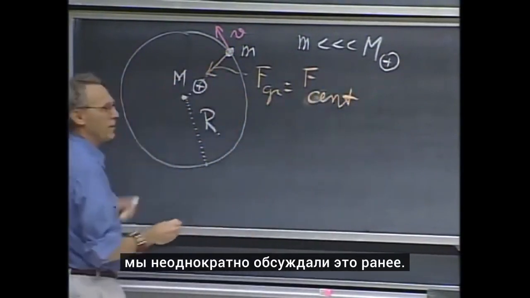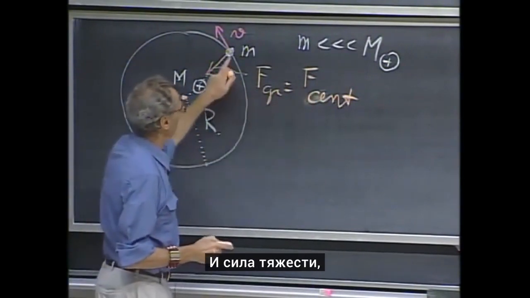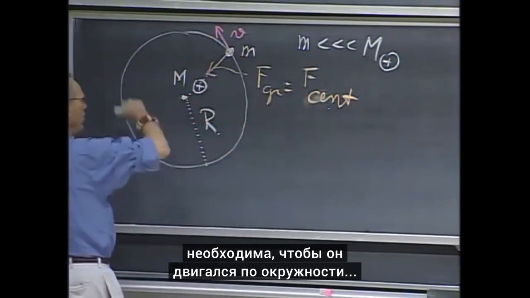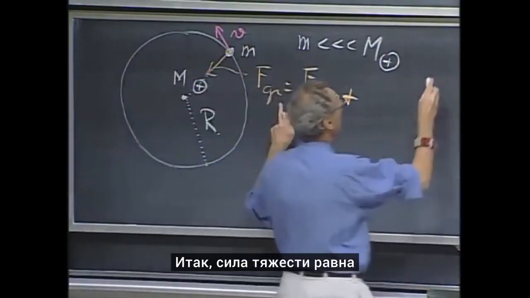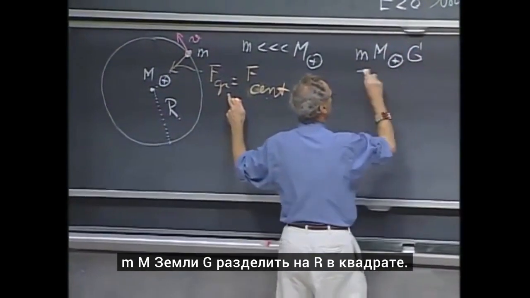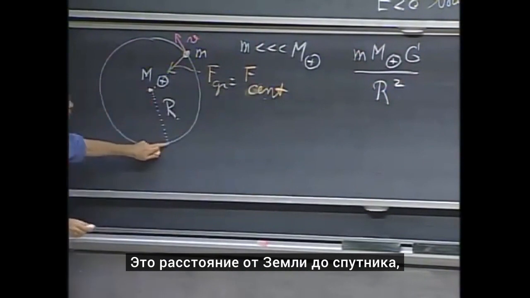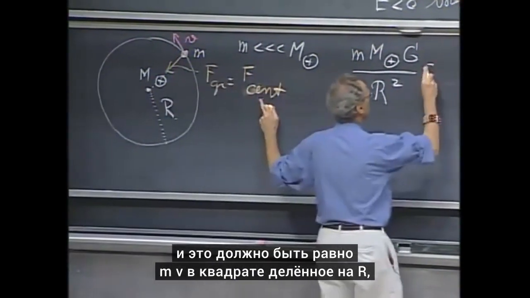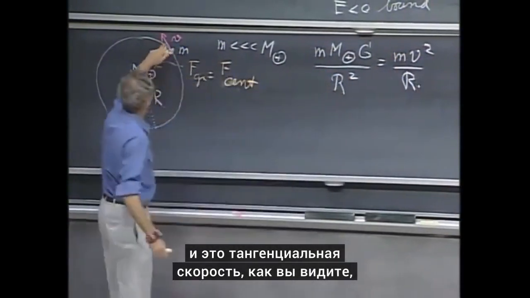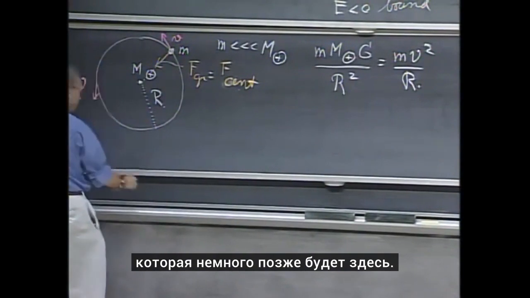We've discussed that many times before. And so the gravitational force, which is necessary to make it go around, I could also say the centripetal force is necessary to make it go around in a circle. That gravitational force equals M_Earth G divided by r squared. This is now the distance from the Earth to the satellite, and that must be equal to m v squared divided by r. And that is that tangential speed that you see here, which a little later in time, of course, would be here.